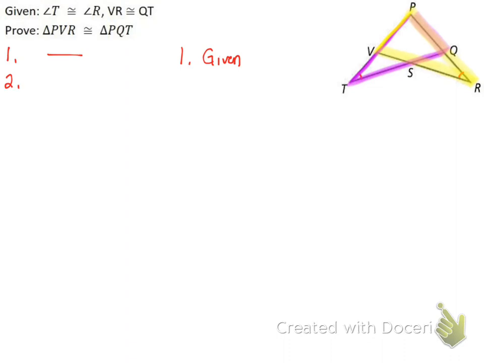So again, I've got my VR and QT are equal to each other. So VR and QT. Just make sure that we understand that that's the entire length here. So this whole thing is TQ, or QT, and then this whole thing right here is VR. So those whole sides are equal to each other. So when I mark these guys equal, it's the whole thing, not just TS and SR.